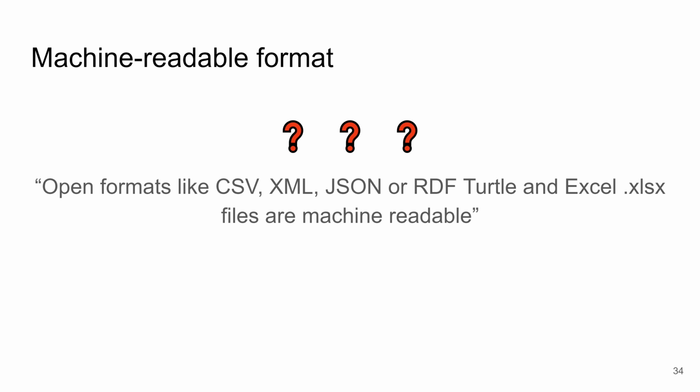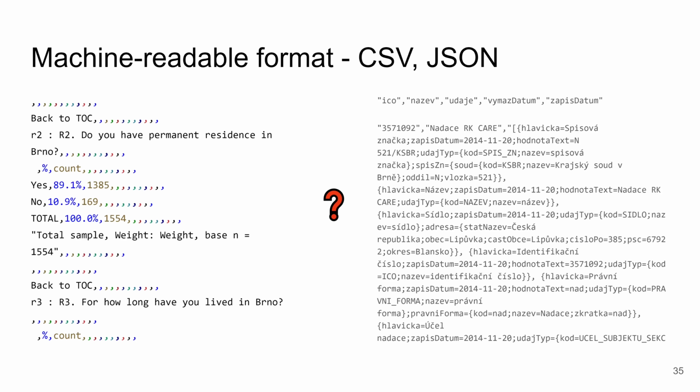So is it true that when we use open formats like CSV or XML and JSON, the files are machine readable? Well, how about this? On the left, we have a CSV file. So this is your first look at the CSV format, but does it look machine readable? Does it look very nice? On the right, you also have a CSV file. And again, let's ask ourselves, does it look machine readable?